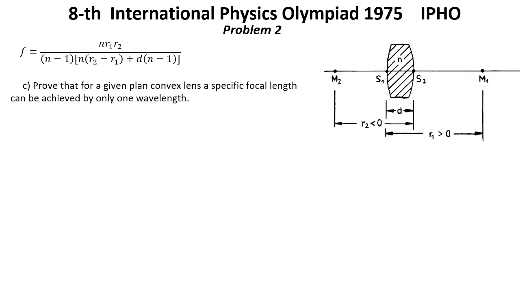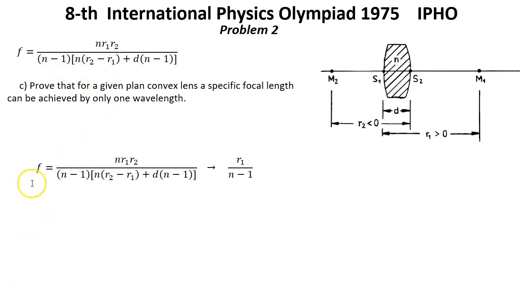Question C. Prove that for a given plano-convex lens, a specific focal length can be achieved by only one wavelength. If we take this formula for focal length and suppose that R2 goes to infinity, we get the limit f going to R1 over n minus 1, which is the formula for a regular thin lens. And this thin lens has only one root. That was the solution for question C.